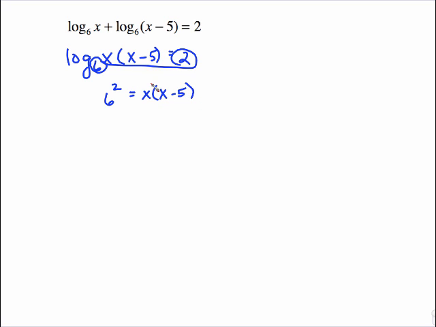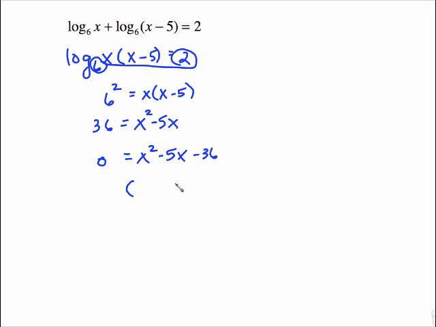I could have already distributed, but I'll do that on this step. 6 squared is 36. Distribute x through there is x squared minus 5x. This is a quadratic equation. You need to get your 36 over to the other side because our strategy will be to factor and solve. And if you're going to factor, everything has to be on one side equal to 0. So bring the 36 over, and we have x squared minus 5x minus 36 equals 0.